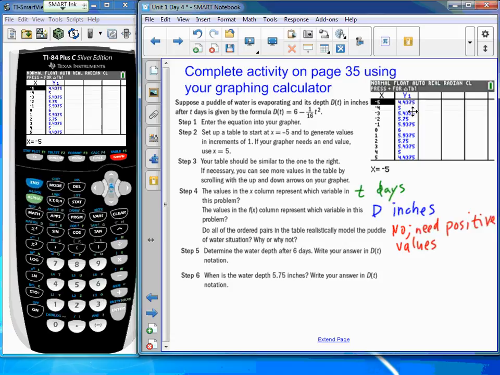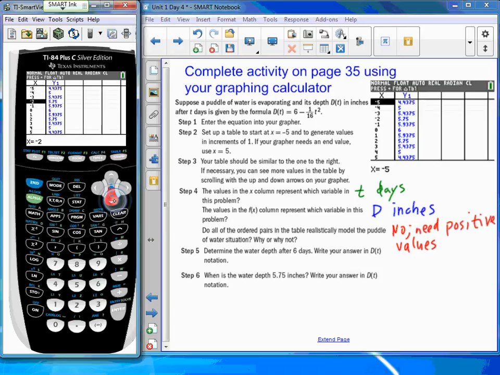Determine the water depth after 6 days. So if I want to determine the water depth after 6 days, does my current table show that? No, but we could certainly get there. All we have to do is scroll with our arrows. So everybody, let's go ahead and scroll with our arrows. I'm going to hold my arrow down, and I'm going to scroll down until I get past 6.